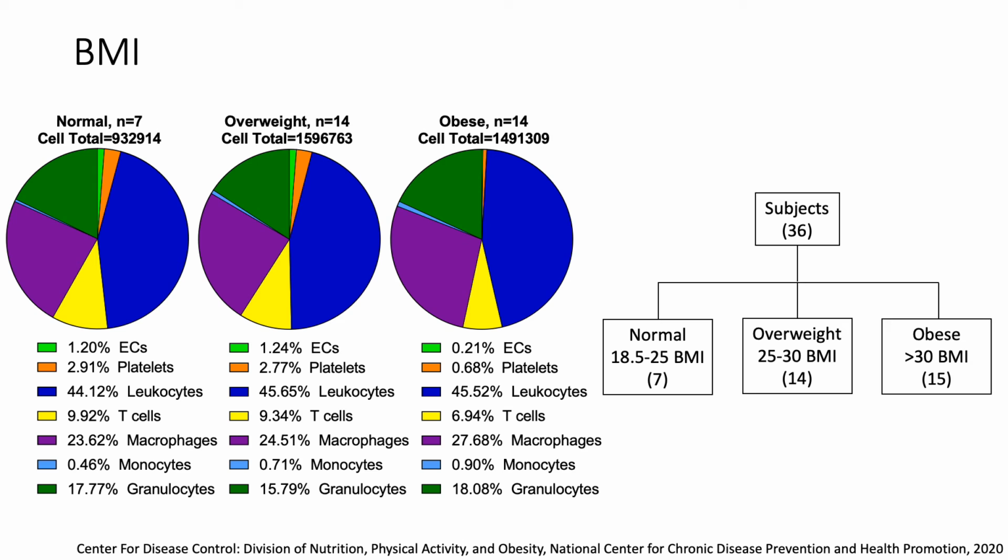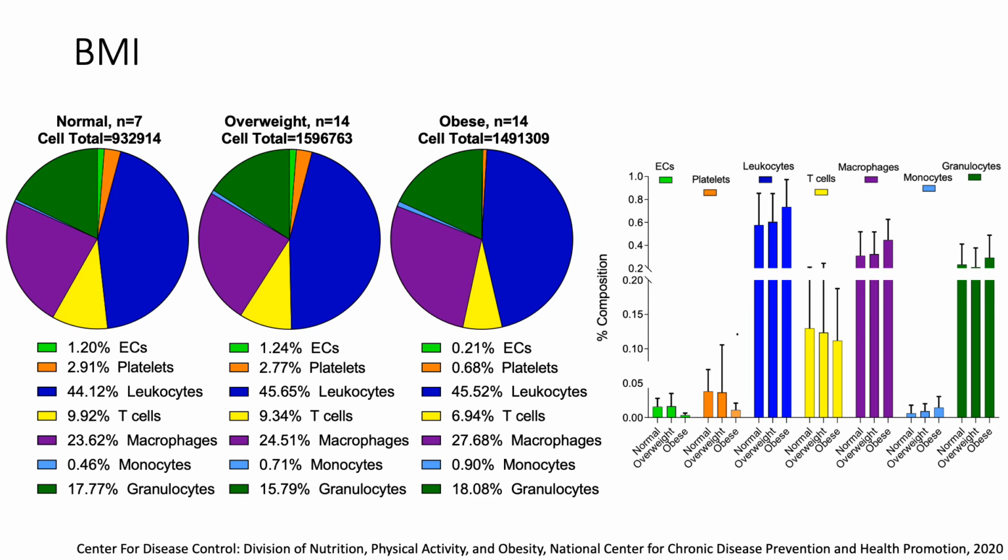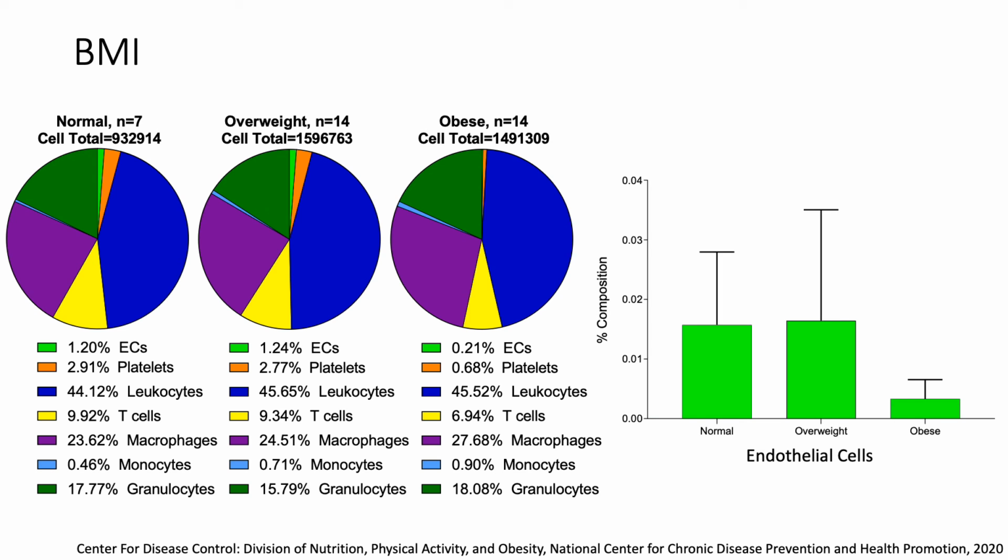Shown on the left are the average cell compositions of the three categories. As you can see from the histogram on the right, there was no change in leukocytes, T cells, macrophages, monocytes, and granulocytes for any of the three categories. However, there does seem to be a decrease in platelets and also a decrease in endothelial cells for overweight versus obese, as well as normal versus obese.